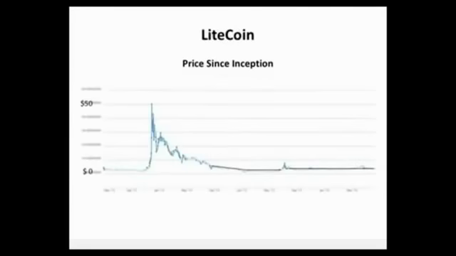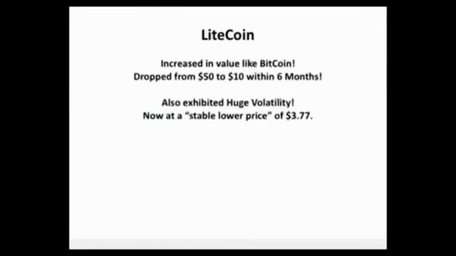The next slide shows what happened to Litecoin, which came out a lot earlier. It would be kind of like the vanguard of these things. And it peaked around $50 and then has gone back down to, as you can see, below 10, around $5. Next slide shows a summary. It went up to 50 and then went down to 10 within 6 months. And it's got huge volatility, and now it's hanging in around $3.70.